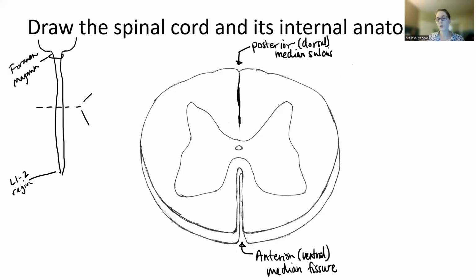So the difference between the fissure and the sulcus is the sulcus is not going to be as deep of a depression, and the fissure will be a deeper depression. You'll get to see this when we look at the sheep's brain, the difference between a fissure and a sulcus.